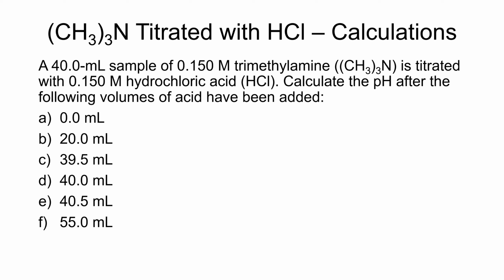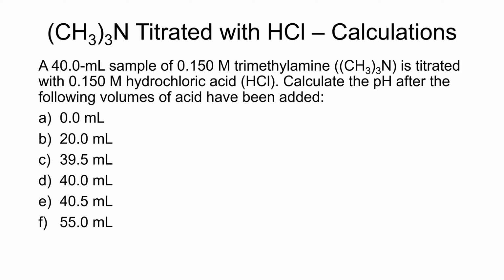So I'm going to do one that's similar, and hopefully that will help my students and other students who might be watching this video. Will help them to solve these problems. So let's look at the problem. The weak base that we're going to be using is trimethylamine, (CH3)3N. I'll just refer to it as trimethylamine. We'll have 40 milliliters of the 0.150 molar trimethylamine. It's titrated with a 0.150 molar hydrochloric acid, HCl.